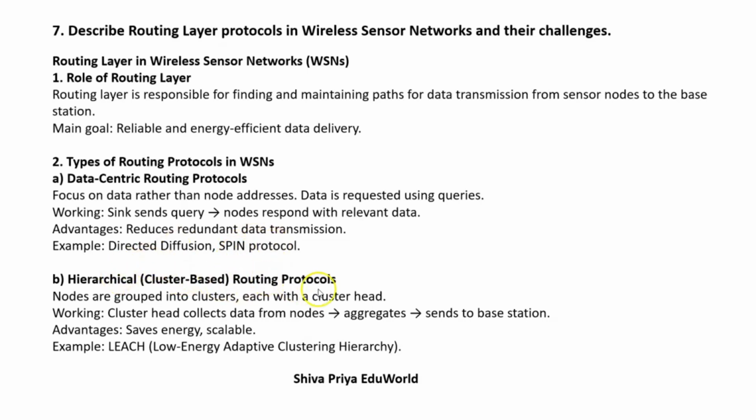Hierarchical means cluster based routing protocol. Nodes are grouped into clusters, each with a cluster head. How it works: the cluster head collects the data from the nodes. After that, it will aggregate and send the data to the base station. The advantages are it saves energy and is scalable. For example, LEACH, which means low energy adaptive clustering hierarchy.